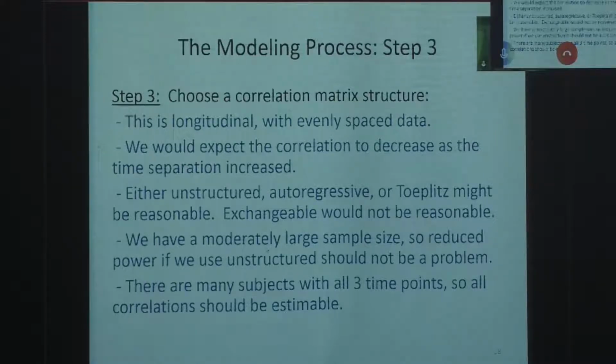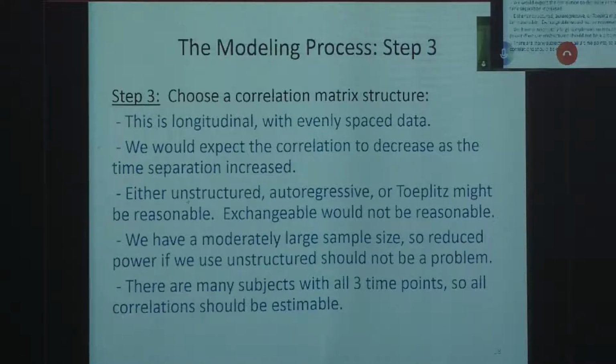With a moderately large sample size, 103 people, I'm not going to have too much power loss, even if I specify unstructured. And most of the subjects have all 3 time points, so I should have stable estimates of the correlation. Again, 3 choices: unstructured, autoregressive, Toeplitz, would be standard choices for any software package. Given that I have sufficient data and only 3 time points, personally, I'm leaning towards unstructured.